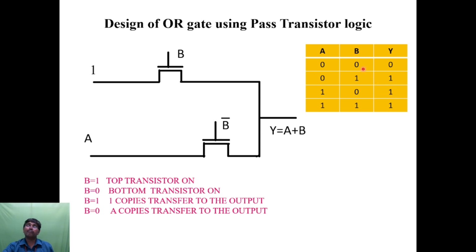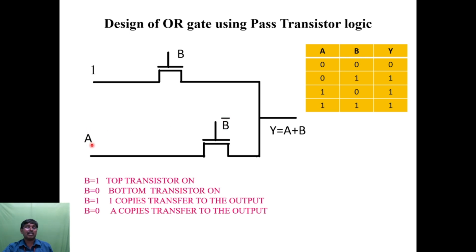So now when both control inputs are 0, whatever data is there will be directly transferred to the output. That means 0 will be transferred to the output Y and here 1 will be transferred to the output. So now we have to assign the B bar control input the value A.